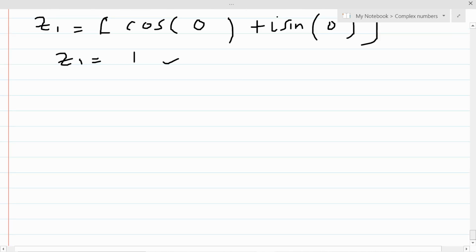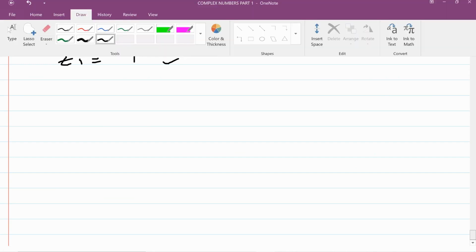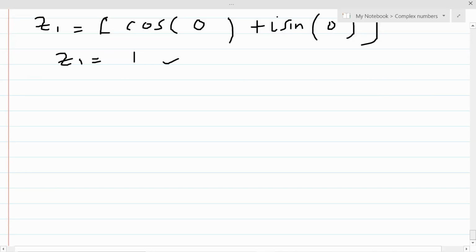Okay, now when k is equal to 1, our z2 will be equal to, into bracket, we said 1 to any power is 1, so we don't write the 1 into bracket.